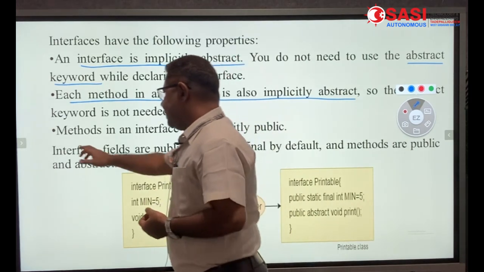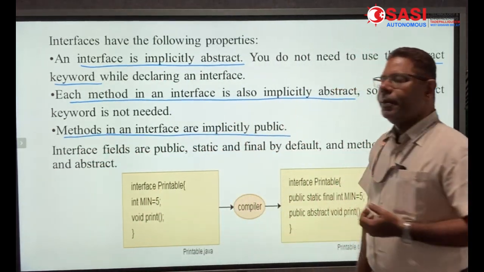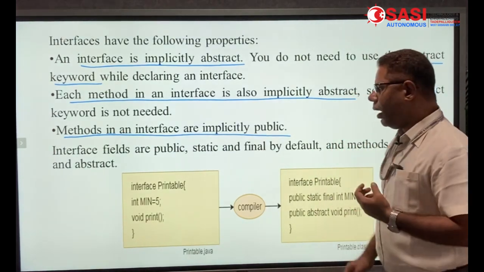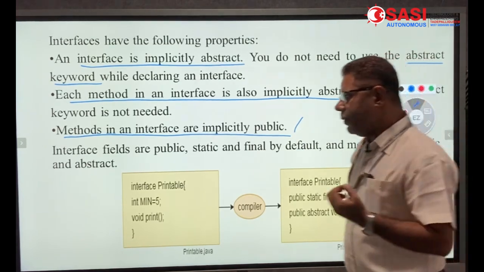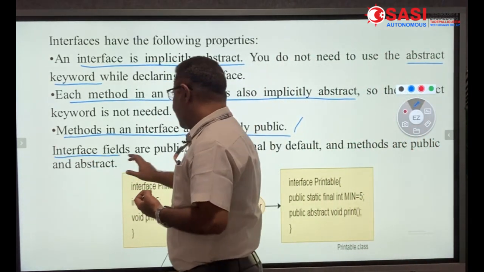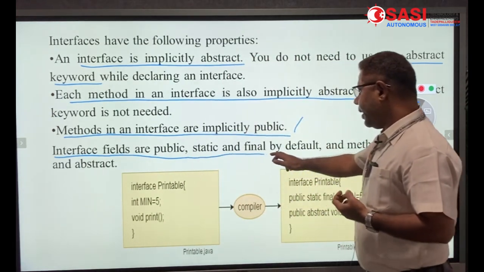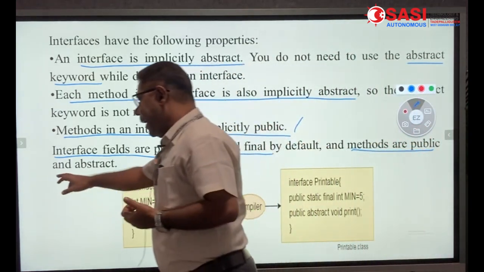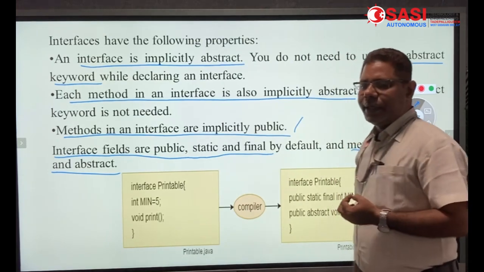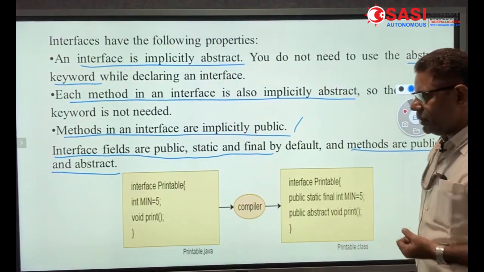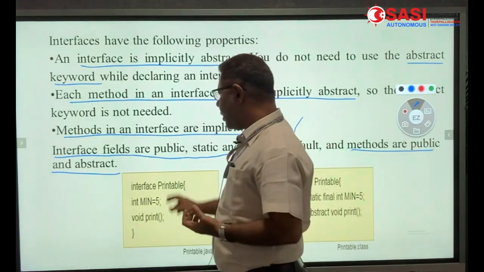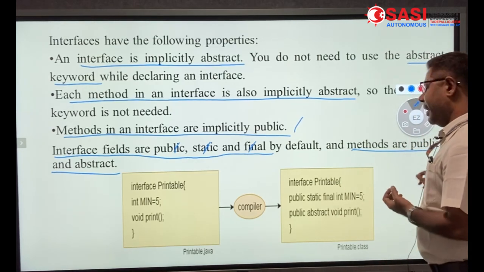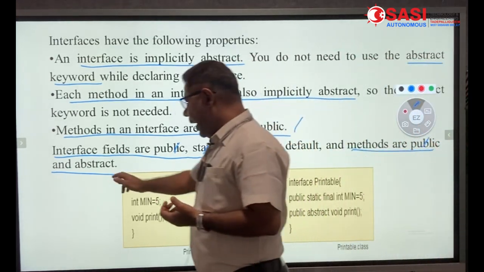Next, the methods in the interface are implicitly public. That means all the methods declared in the interface are public. Simply, interface variables are by default public, static and final. Similarly, the methods are public and abstract. So the interface contains variables and methods. By default, the interface variables are public, static and final, and the interface methods are by default public and abstract.